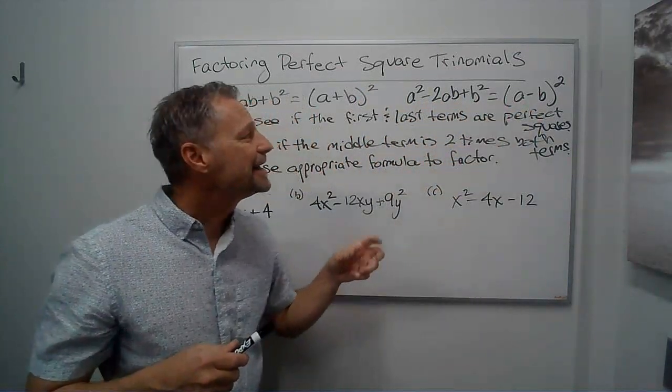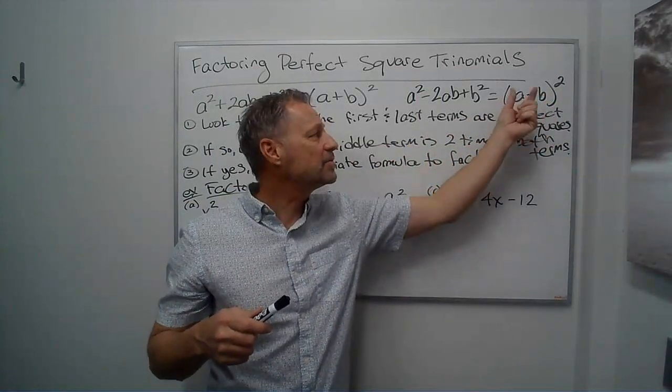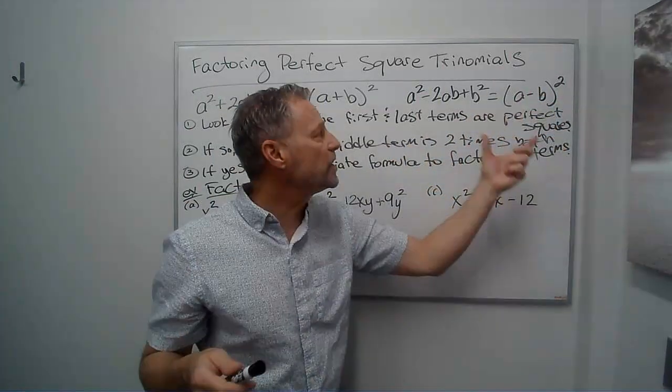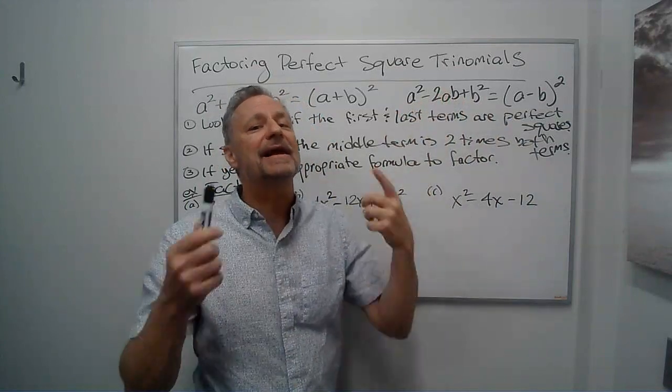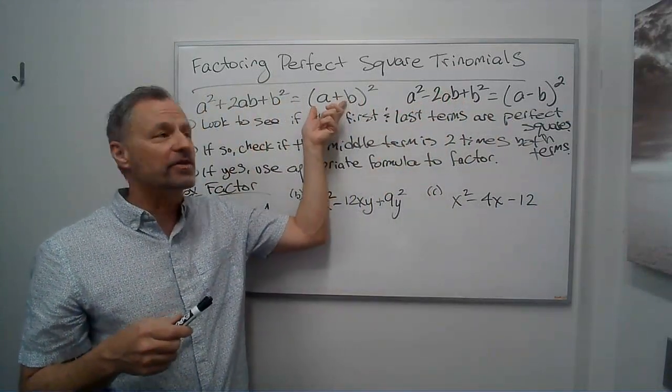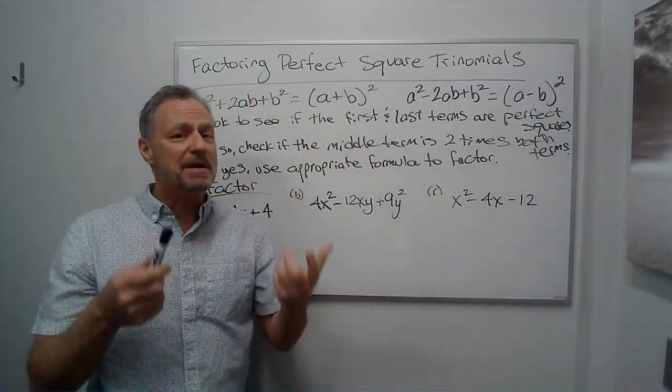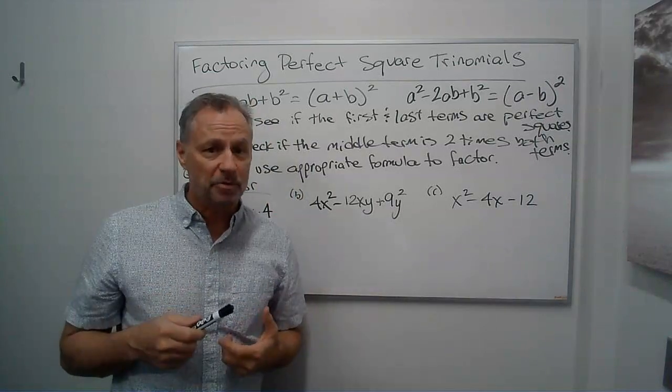Now, you can FOIL this out, a minus b times a minus b. It FOILs out, it's going to come to this. So that is why that works. Similarly, if we FOIL this out, it comes to this. So if we memorize those formulas, sometimes they'll help us factor.